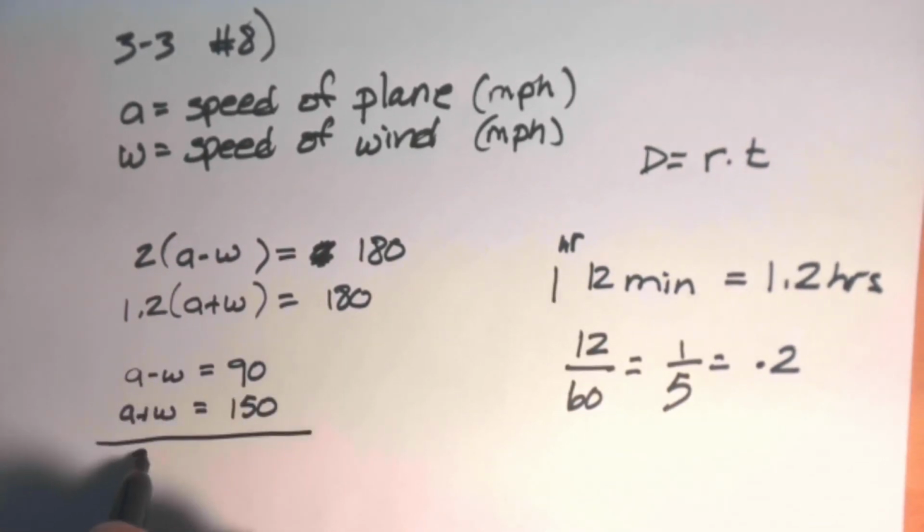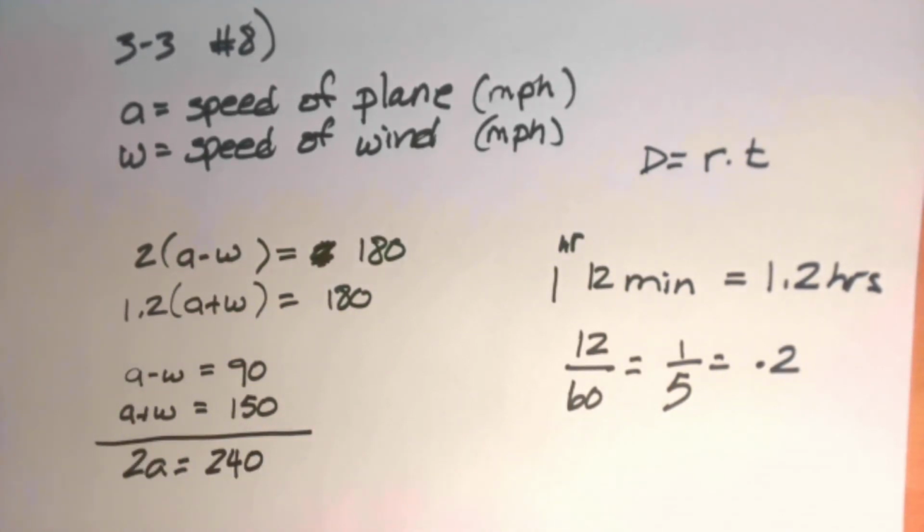So when I add these two together, I get 2a is equal to 240. And if I divide both sides by 2, then I know that the speed of the airplane is 120 miles per hour. And I know from the second equation that the airspeed and the wind speed added together is 150. So 120 plus w is 150, so w has to equal 30 miles per hour. So the wind is blowing at 30 miles per hour. The airplane's flying at 120 miles per hour.